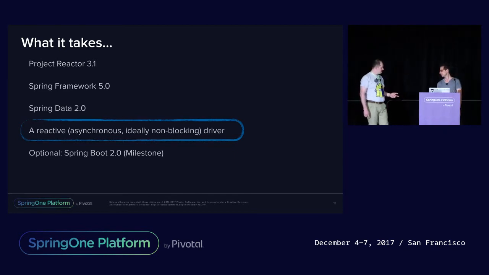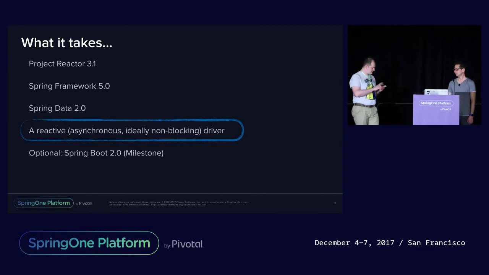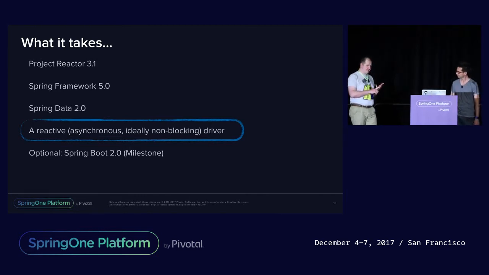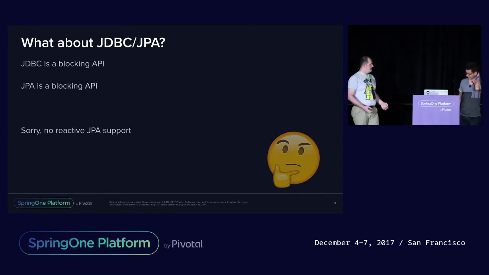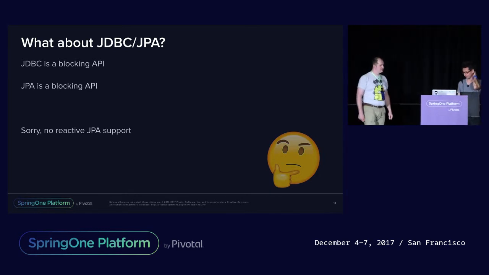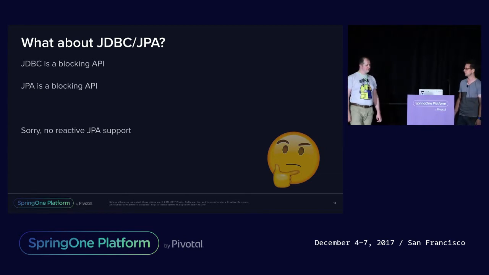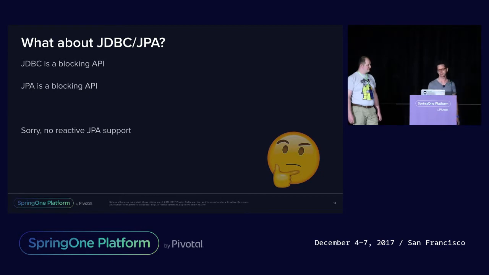So initially we talked about Redis, MongoDB, Cassandra, Couchbase, right? Yeah. So I think there's one missing that could be of interest. So yeah, right. What about relational databases? Because most people tend to run Oracle, Postgres, MySQL. Yeah, I hear you. But sorry, folks, at this point, JDBC and JPA are still blocking APIs. And so there is currently no reactive support coming there.